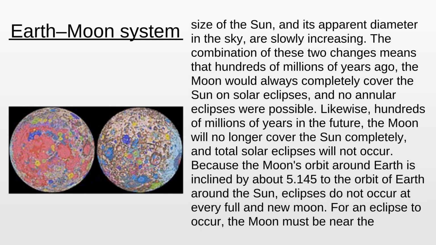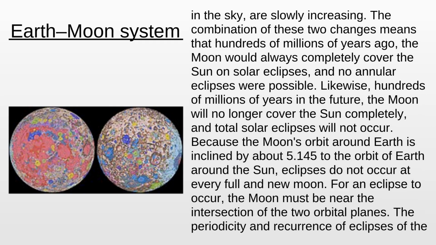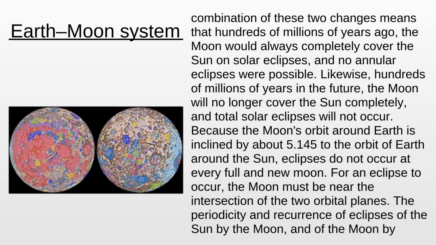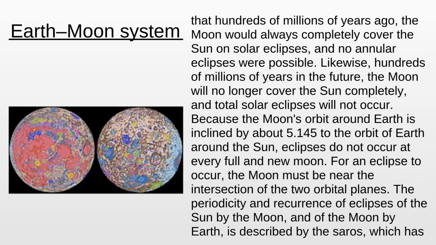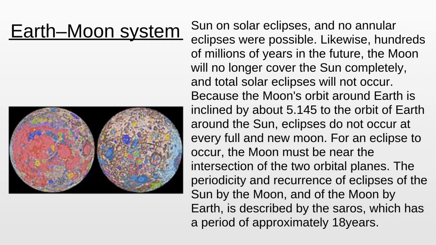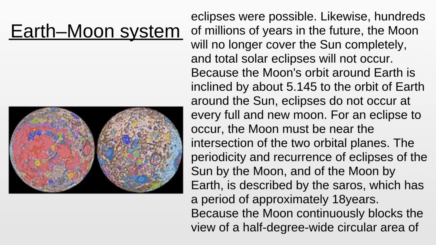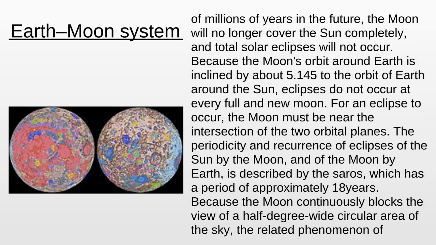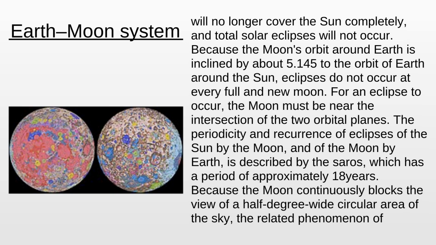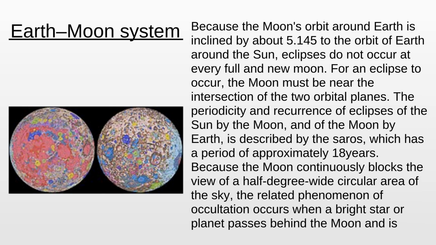Also, as it evolves toward becoming a red giant, the size of the Sun, and its apparent diameter in the sky, are slowly increasing. The combination of these two changes means that hundreds of millions of years ago, the Moon would always completely cover the Sun on solar eclipses, and no annular eclipses were possible. Likewise, hundreds of millions of years in the future, the Moon will no longer cover the Sun completely, and total solar eclipses will not occur.